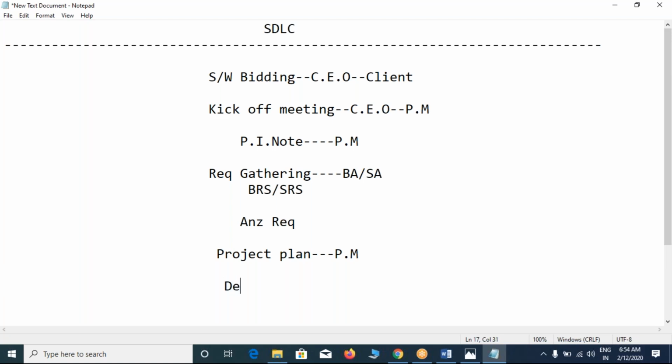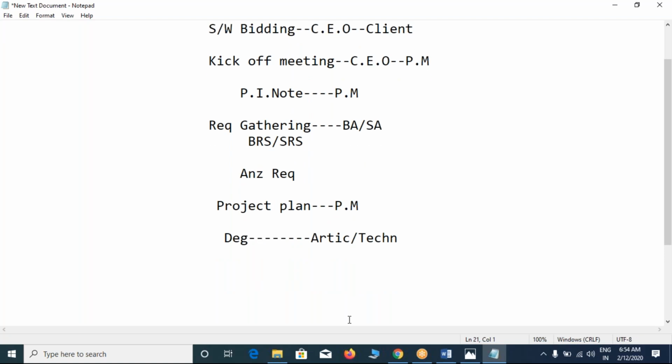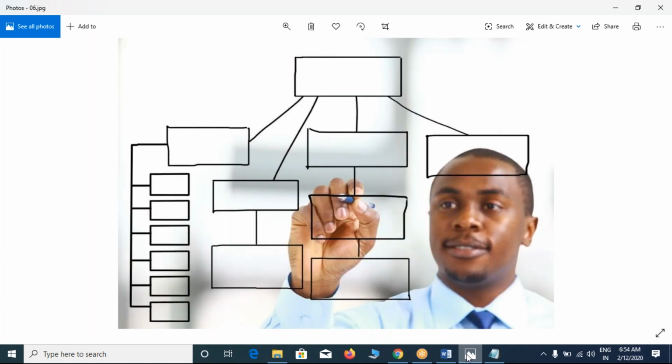Next one, design. Design is done by the architect, also called the technical team. First of all, is the designing part important? Guys, I'll tell you one small example, then you can decide whether the designing part is important or not. At one place, I need a small double bedroom flat construction. That is my requirement. So I approach one contractor. He's asking some 50 lakhs of money. I gave that, but I'm not giving any design.